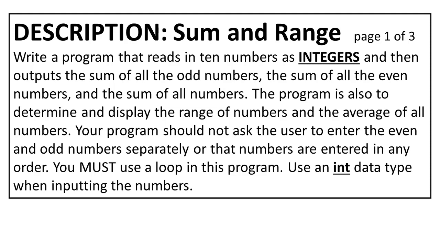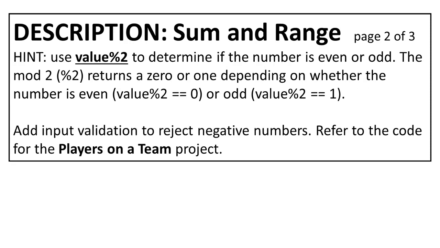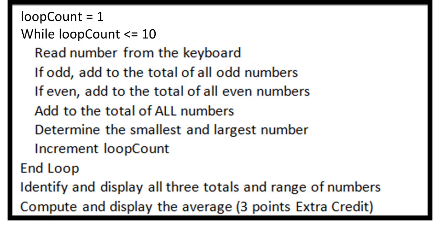The project definition also states that your program should not ask the user to input the even and odd numbers separately, or that numbers are entered in any order. After we have determined the inputs and outputs, we need to see what needs to be done to get the program to take the inputs and create the outputs. This is called processing. Here is the pseudocode.